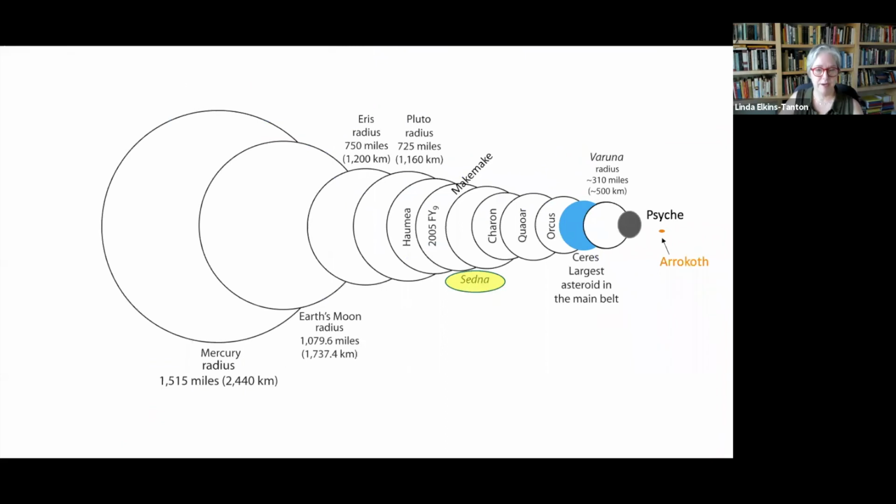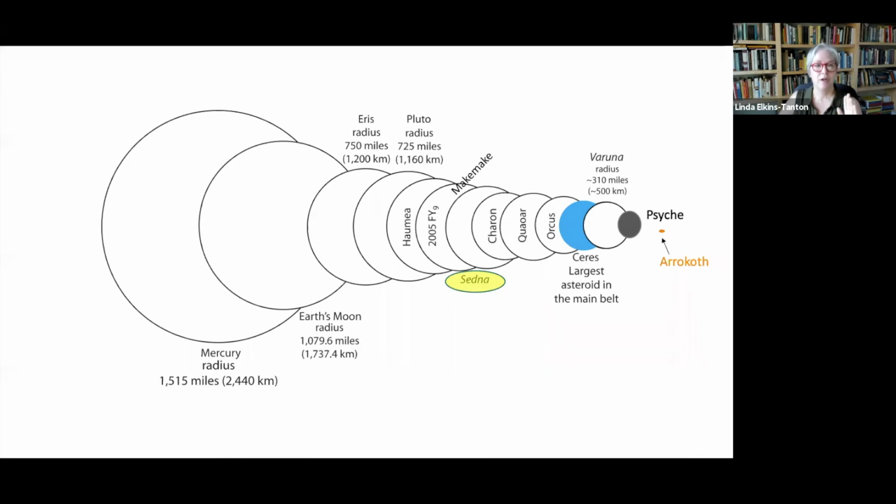This figure gives you some idea of the sizes of the objects we're talking about. Starting on the left is the planet Mercury, Earth's moon, and then if you keep counting in, Eris, and then Pluto, Haumea, this body called Makemake, those are all Kuiper belt objects. The one in yellow, Sedna, is not. It's from further out than the Kuiper belt, and that's what we'll talk about in a moment.